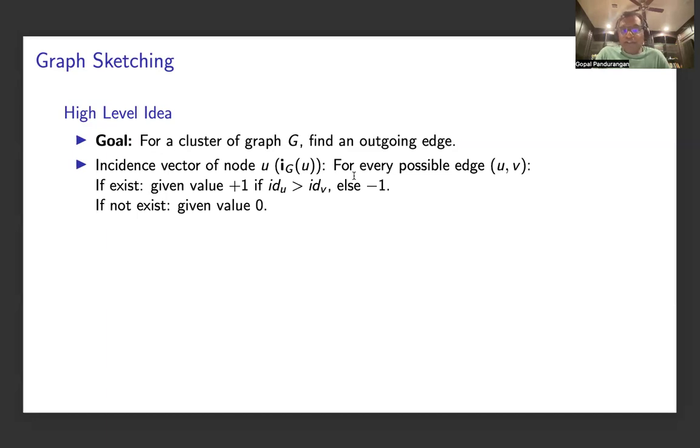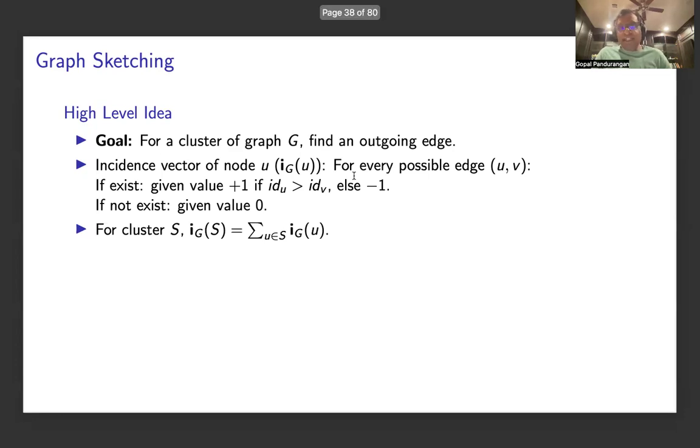So let's recall the incidence vector of a node. For every possible edge UV, if the edge exists, we give a +1 if the ID of U is greater than the ID of V, otherwise we give a -1. If an edge does not exist, we give a value of 0. And for a cluster S, that means for a subset of nodes S, the incidence vector of the cluster is simply the sum of the incidence vectors of all the nodes in that cluster.